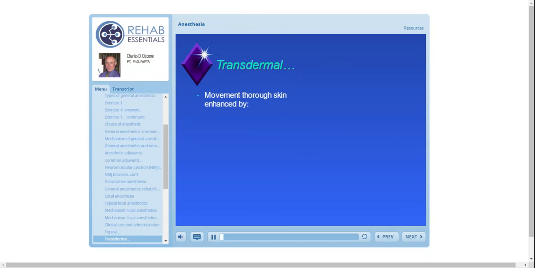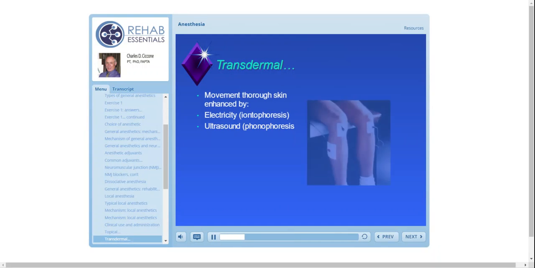Transdermally, we're going to apply it to the surface of the skin and then try to enhance it to move through the skin by either using electricity. We use this, of course, in clinical practice using iontophoresis techniques, or using ultrasound, using phonophoresis techniques, ultrasound energy to make the drug go through the skin. And this is done by some practitioners to, again, decrease pain in a specific part of the body. Here you're seeing the active electrode applying a local anesthetic to the patellar tendon.